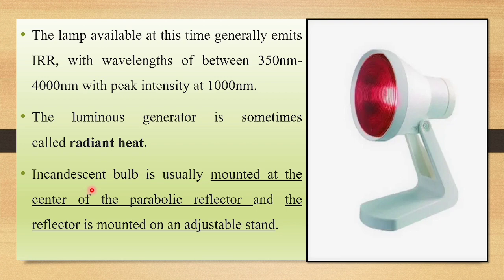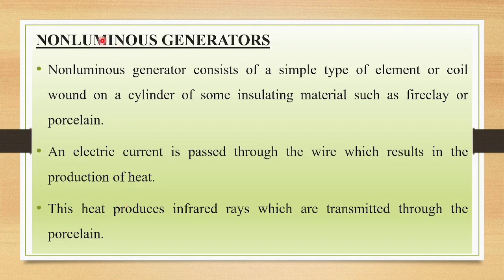The incandescent bulb is usually mounted at the center of a parabolic reflector, and the reflector is mounted on an adjustable stand. So this is all about the luminous generators. Coming to the non-luminous generators, a non-luminous generator consists of a single type of element or coil wound on a cylinder of some insulating material such as fire clay or porcelain. An electric current is passed through the wire, which results in the production of heat.